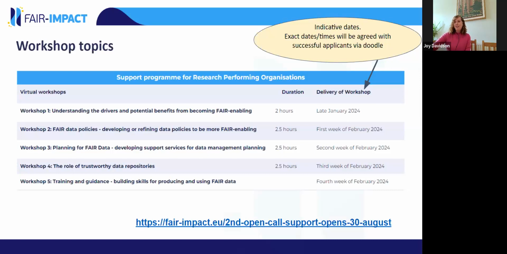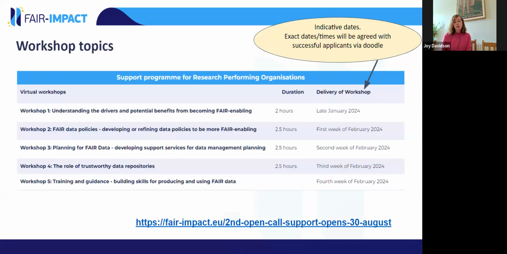Workshop 5 is looking at training and guidance. We know a lot of the organizations here probably already run really good training programs locally, but it's not always the case. Some organizations are still struggling to provide training and guidance. And what we want to do really is to help you make use of what's already out there. There were quite a lot of resources that were produced in the INFRA EOSC Horizon 2020 projects, and we'll do a little bit of signposting to those.